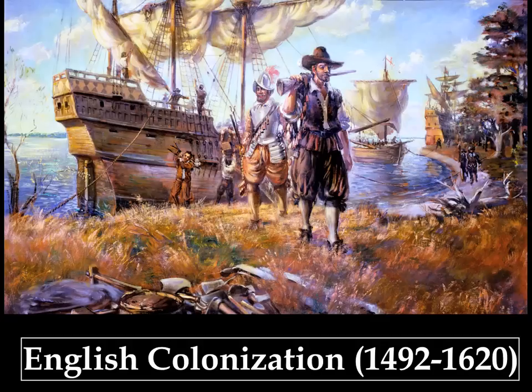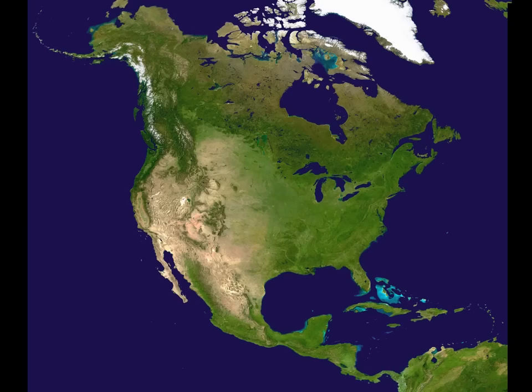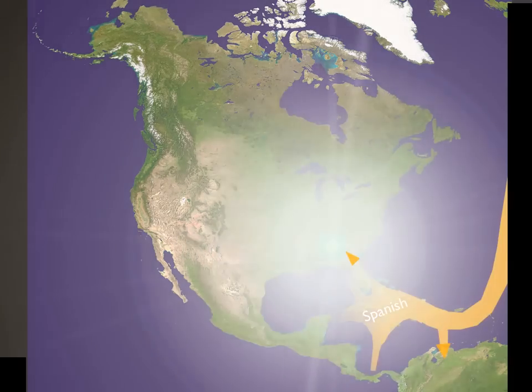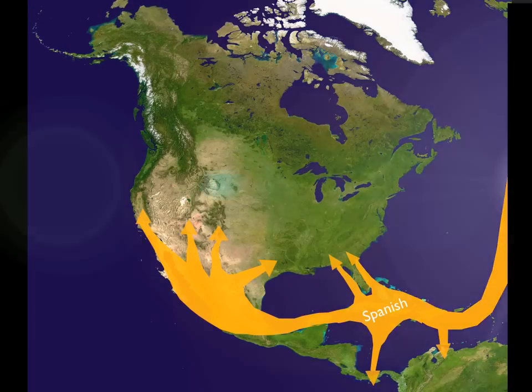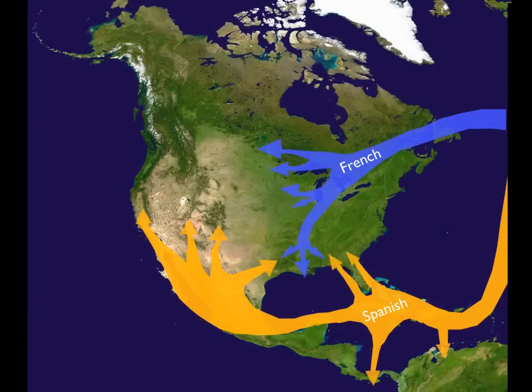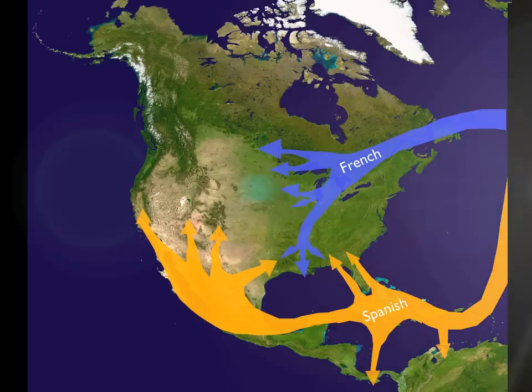Welcome back, young scholars. In the last video, we learned that Spain and France got a head start in the race to establish permanent colonies in the New World. In this video, we begin to focus on the most important European player during the U.S. colonial period, and that's England.